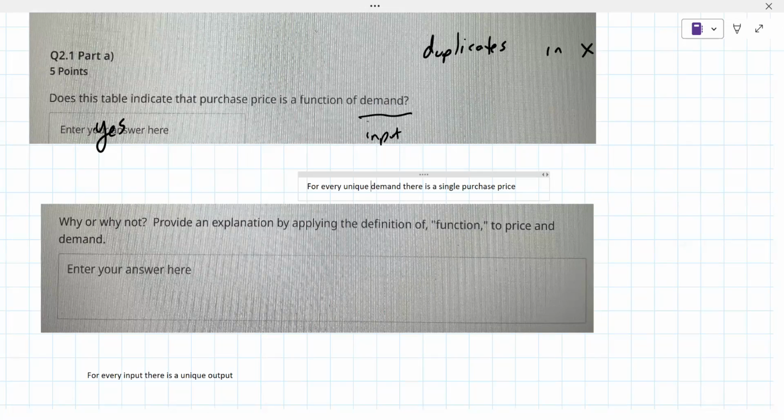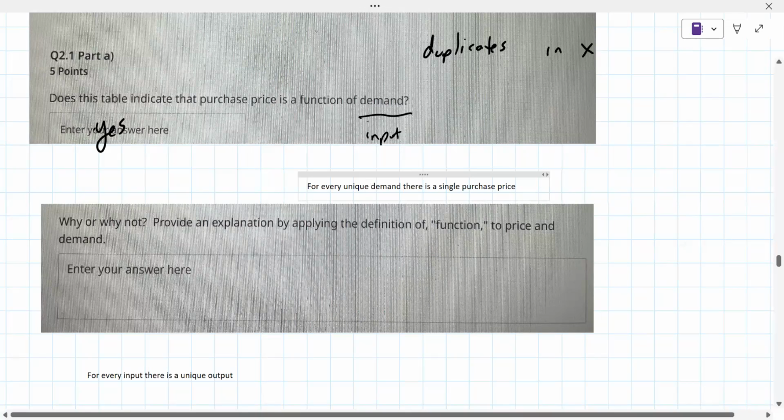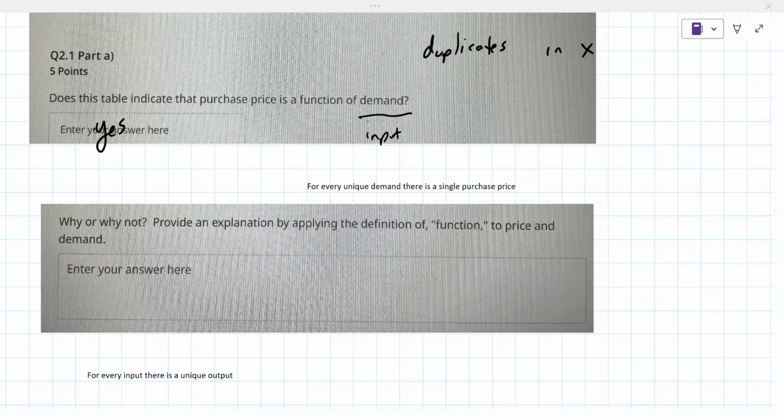Just keep double checking, make sure you got all the questions answered. You feel like it's fully answered? I would say so. Okay, great.